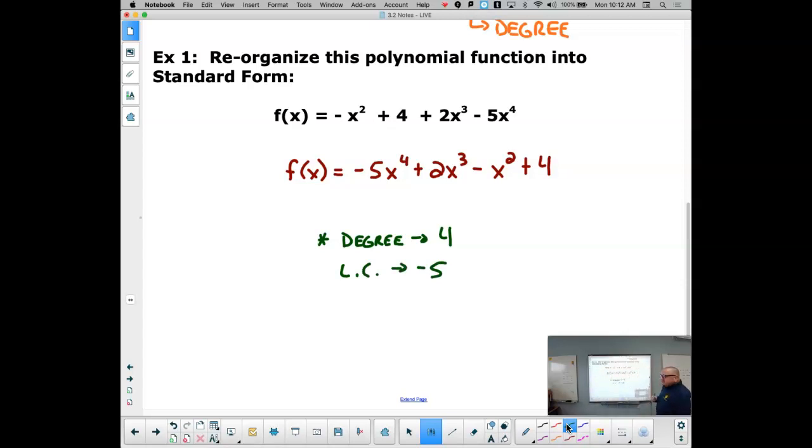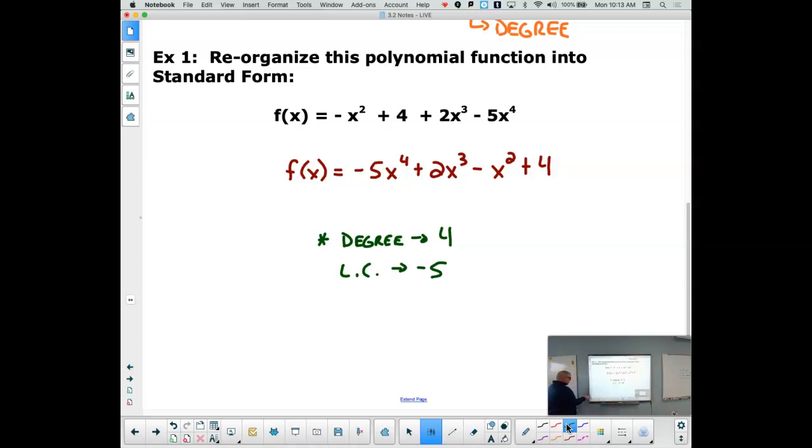Lots of times you'll see me shorten up lead coefficient into just LC. So the degree is 4 because that's the biggest exponent, and the lead coefficient is negative 5.